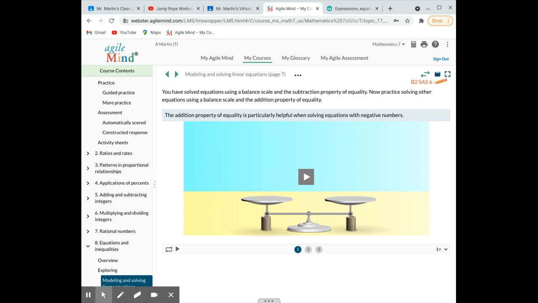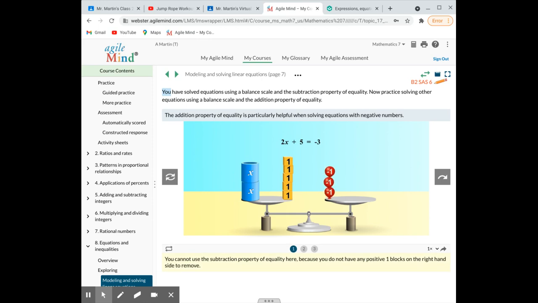All right. So looking at this one right here, Chandler, would you read that, please, sir? You have solved equations using a balanced scale and the subtraction property of equality. Now practice solving other equations using a balanced scale and the addition property of equality. All right. So what do you think? Do you think it's going to be helpful? Do y'all think it'll be helpful? No. I have no idea.